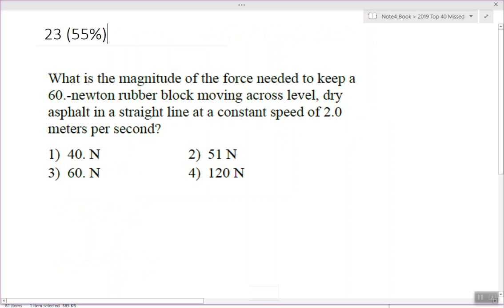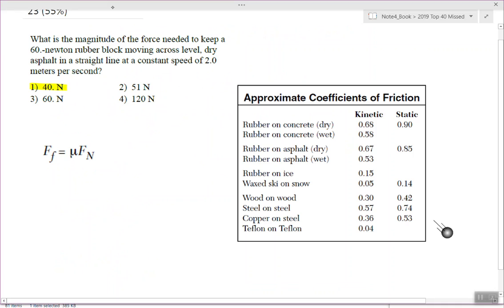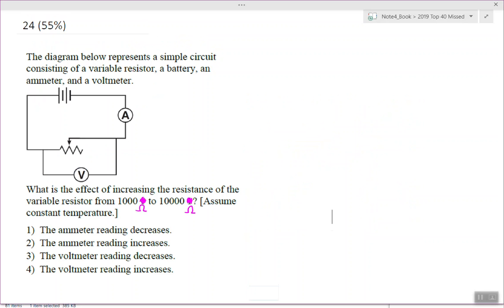23. The answer is 1. This is a straight up friction question. They tell you it's asphalt and it's dry and rubber. So rubber on dry asphalt, kinetic, gives the coefficient of friction. So you just plug in. F equals 0.67, which by the way has no units. The other thing in this course that has no units is the index of refraction. Times the normal force, which is 60 newtons, which is 40 newtons. Good job.